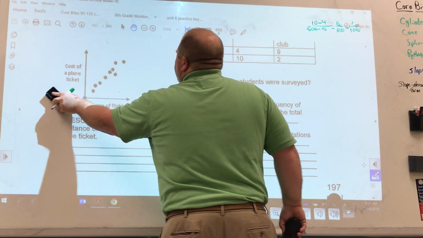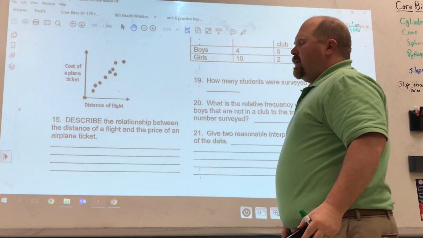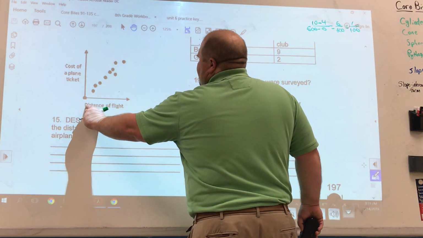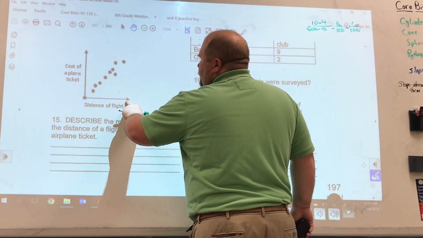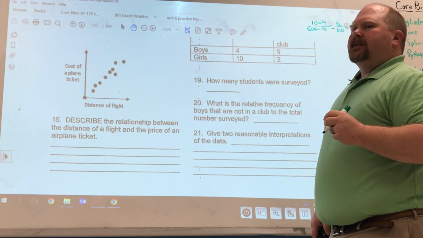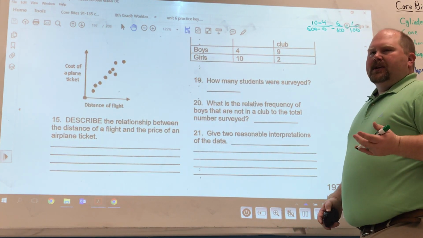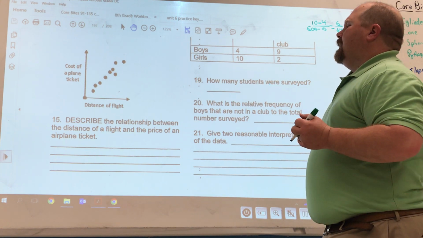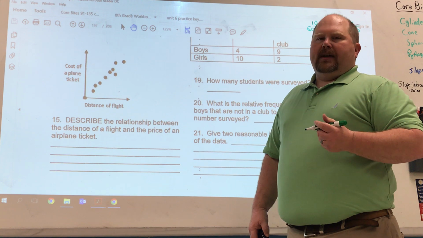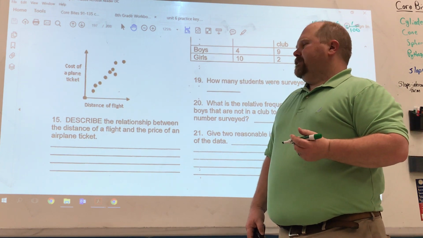So when it asks us to describe that, we could say it is a positive relationship where as the distance of the flight is increasing, the cost of the plane ticket is also increasing. So good math words would be increasing and decreasing in this case. As the distance of the flight is increasing, the cost of the plane ticket is also increasing.